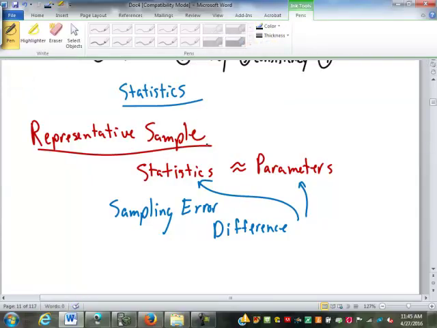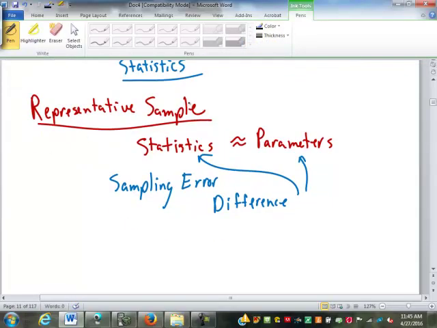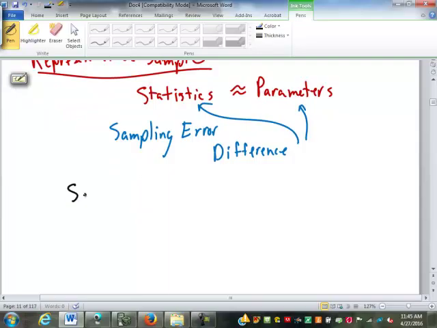So how do we avoid those sampling errors? We can't guarantee a representative sample, but we can increase the chances, increase the probability of getting a representative sample. And how do we do that? Well, the first thing is sample size.